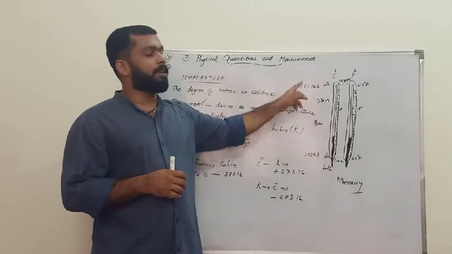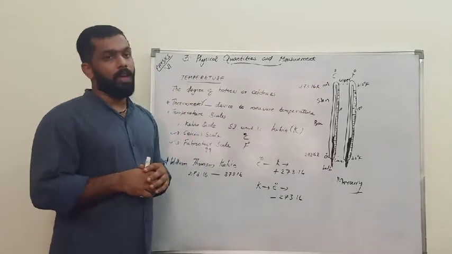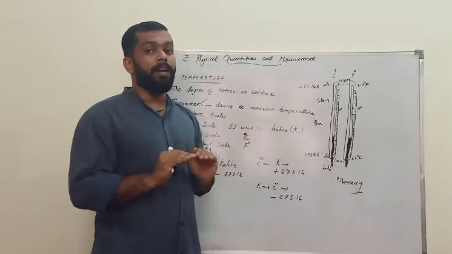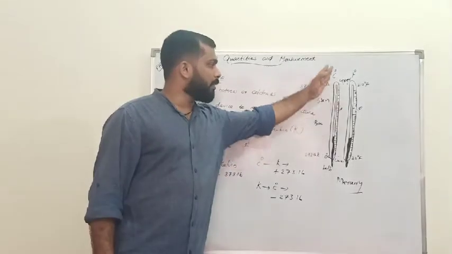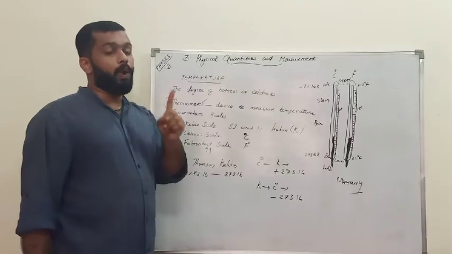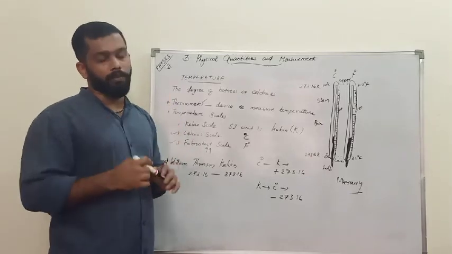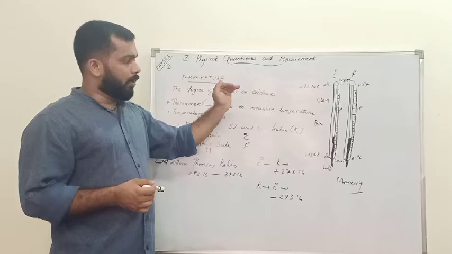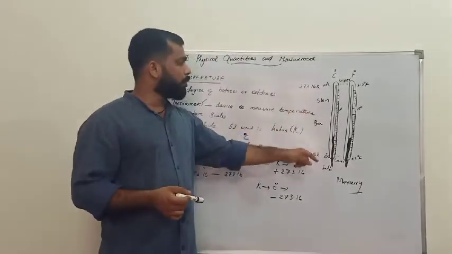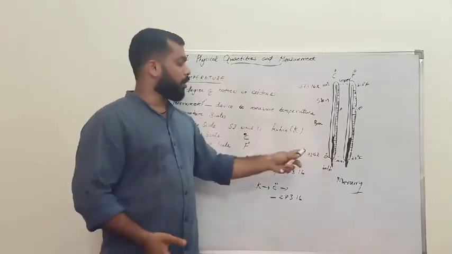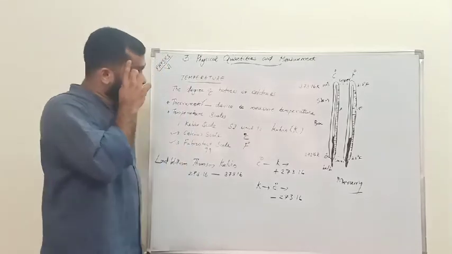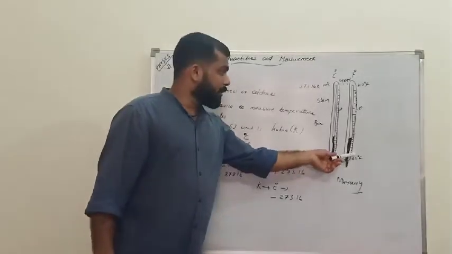This will be equal to 373.16 Kelvin. And in between this lower point and upper limit, there are 100 equal divisions. Each one division will represent 1 degree Celsius or 1 Kelvin. So one division rise in the mercury column means either a 1 degree Celsius rise or a 1 Kelvin rise. Clear?